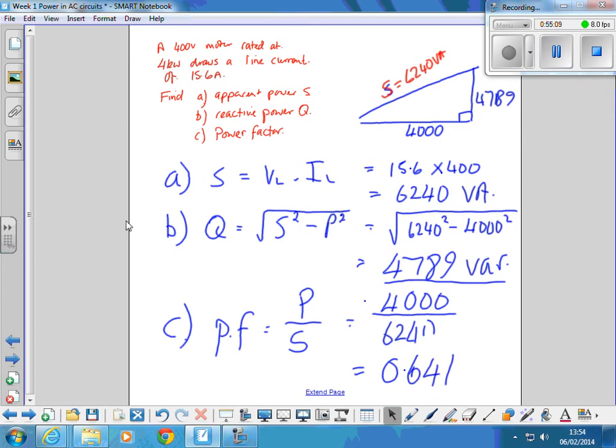Not untypical for a power factor of a motor. 0.6 could be 0.4 and 0.7. Yeah, so that's not untypical at all.